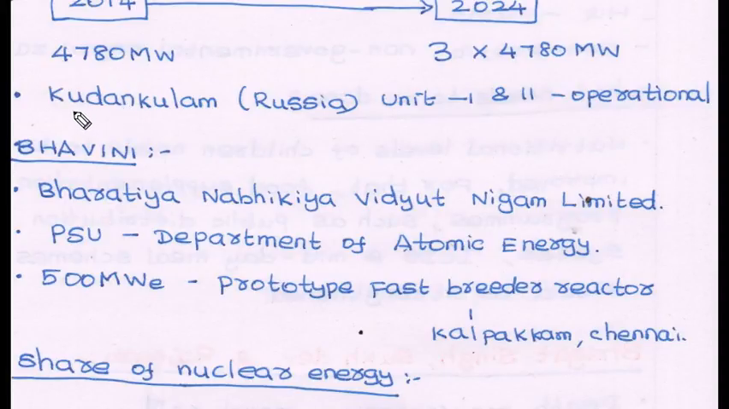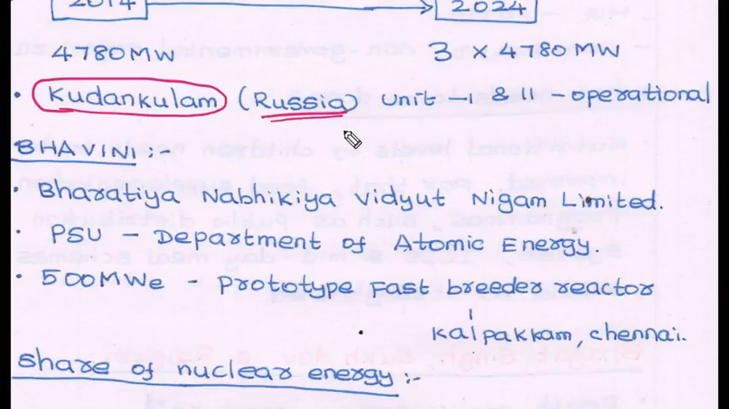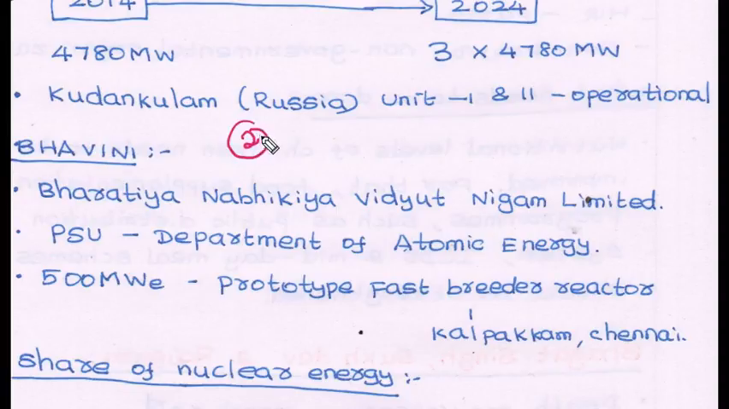In this background, you should also know about the Kudankulam project. Kudankulam project is India's project with Russia's collaboration. Kudankulam is a place in Tamil Nadu where 2 nuclear reactors have already become operational. Construction of 2 more units is underway. So India and Russia are jointly constructing the nuclear reactors.